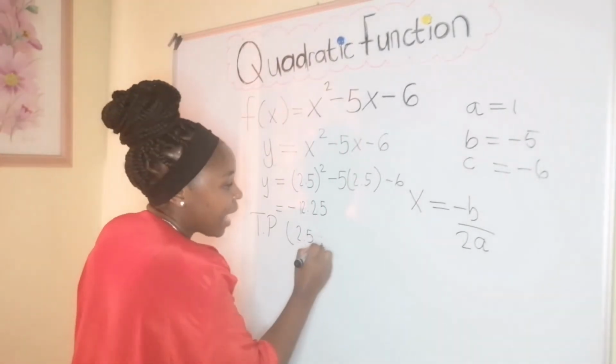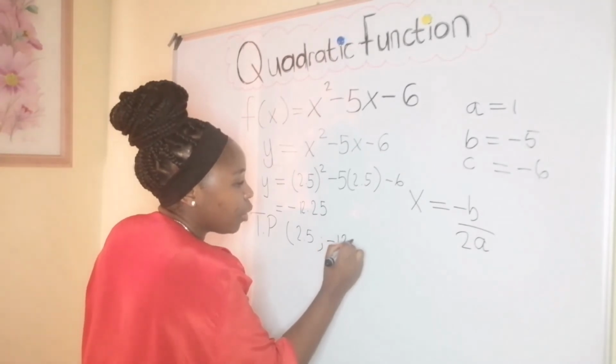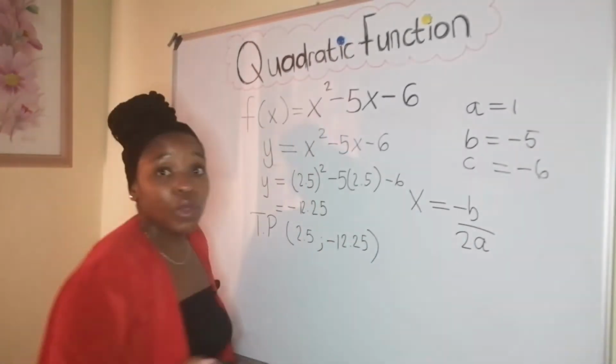Okay, so this tells us that the turning point of this quadratic function is when our x is equal to 2.5, and when our y is equal to negative 12.25. Guys, we are actually done.